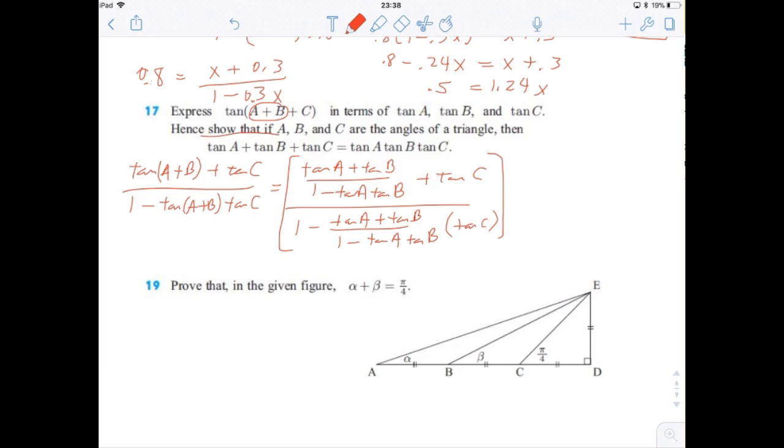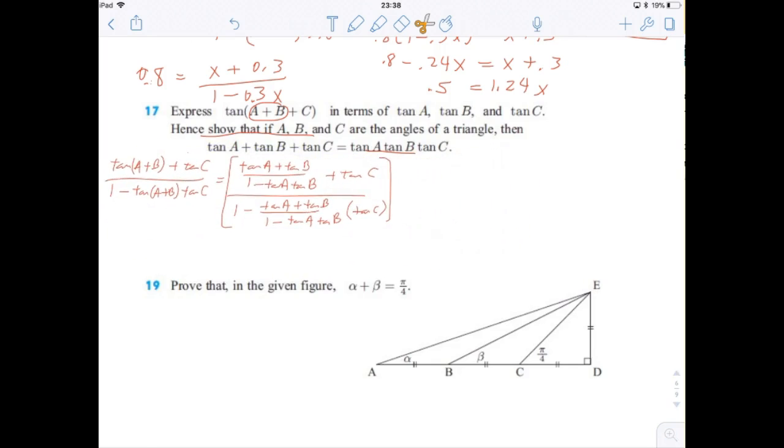Hence, show that if A, B, and C are the angles of a triangle, then the tangent of A plus the tangent of B plus the tangent of C is equal to the tangent of A times the tangent of B times the tangent of C. Well, that is interesting, isn't it? So I assume that if I simplify this expression here, that I would end up with that formula. So let me try to simplify it.